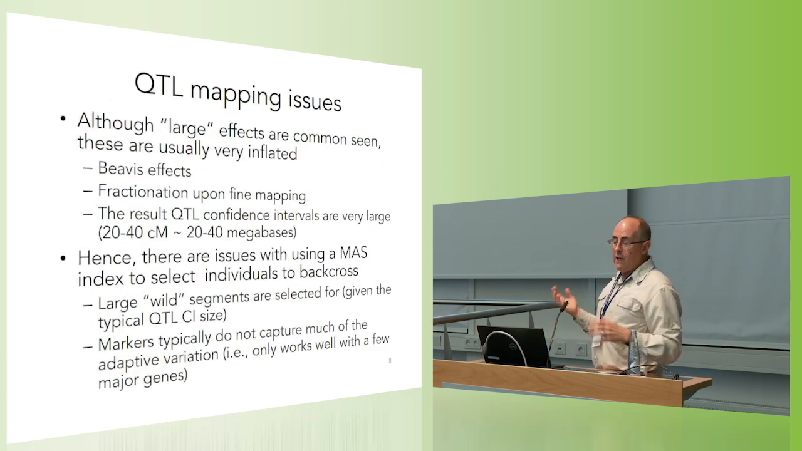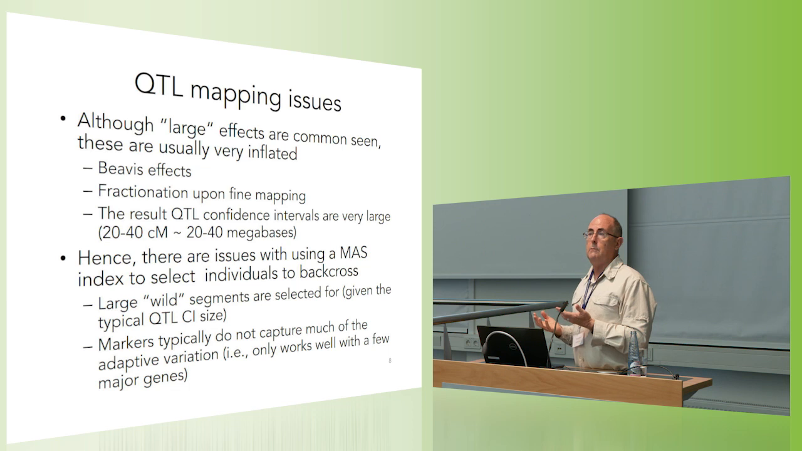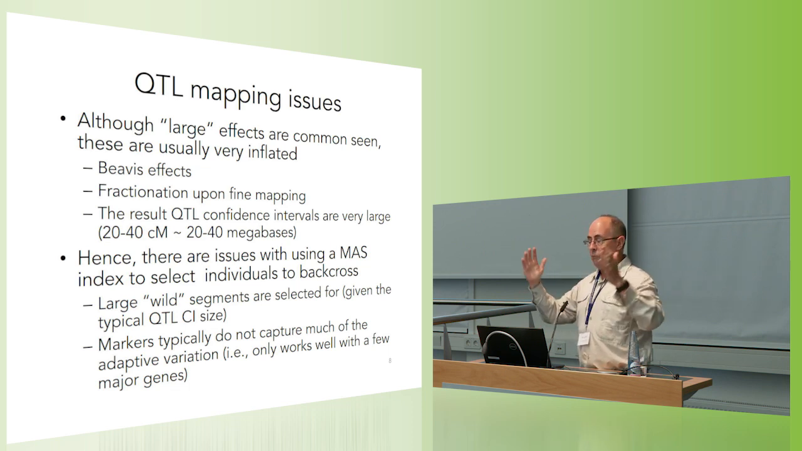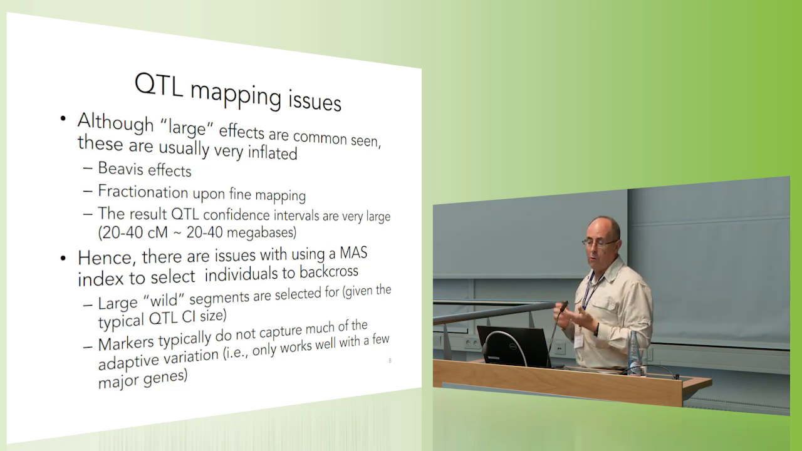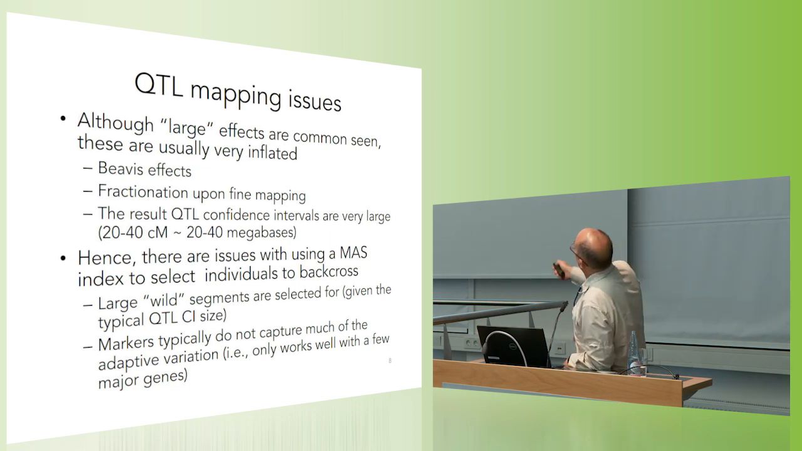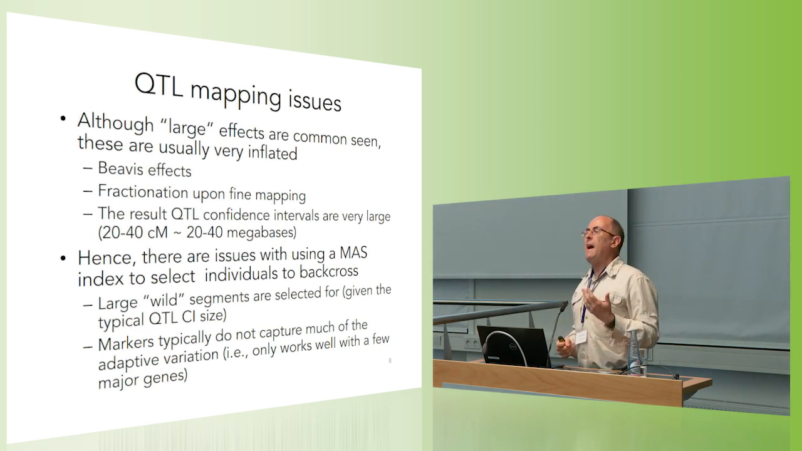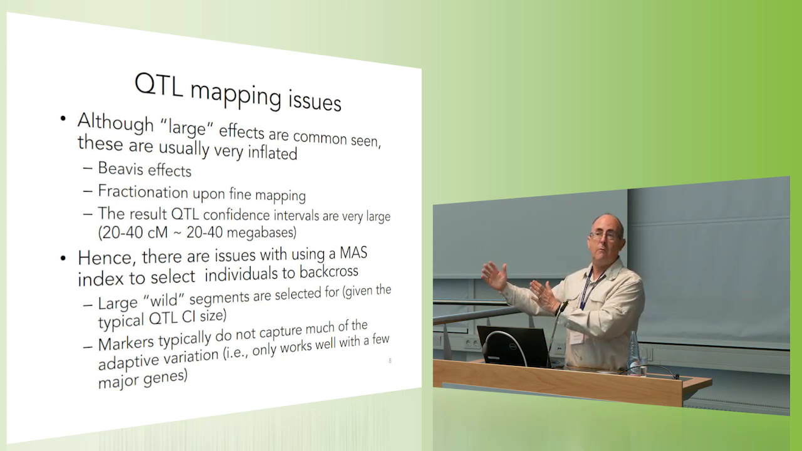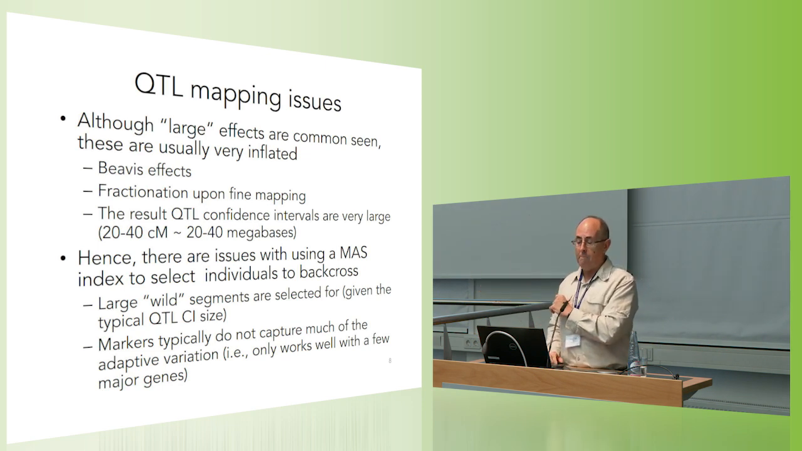So if I do that with the standard QTL approach, so cross two lines and look for chromosome segments which are marked, what I typically see is signals of large effect. The problem is those are usually bad signals. They're inflated by something called Beavis effects. Bill Beavis showed that when you condition on an effect being significant, you tend to overestimate it, and you can overestimate it quite dramatically when the power is low.